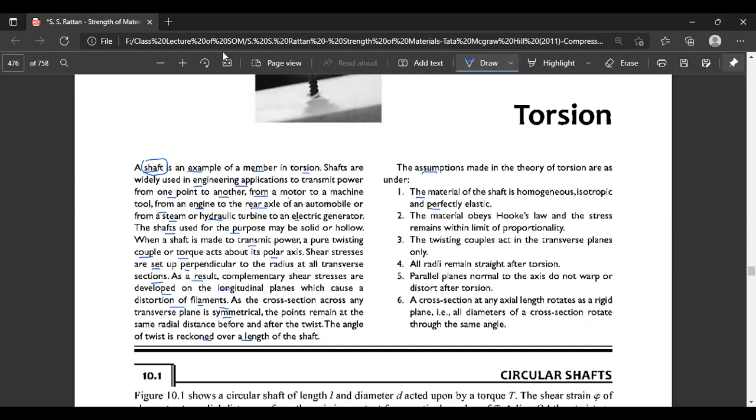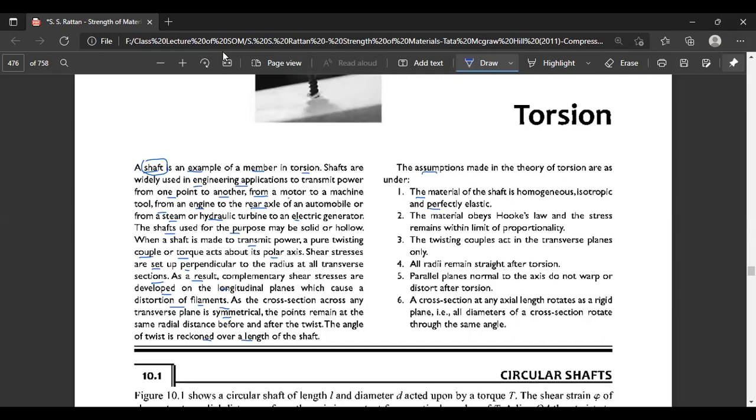The twisting couple acts at the transverse plane only. All the radii remain straight after torsion. The twisting couple at the transverse plane means planes which are normal to the longitudinal axis of the beam. All radii remain straight after torsion.